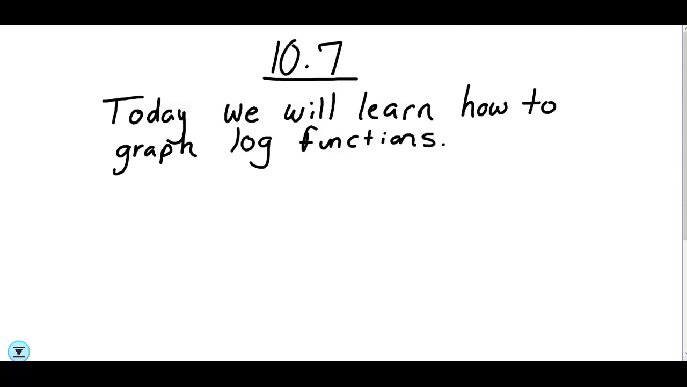So as you guys can see here, what we're doing today is we're going to be graphing log functions. So we've been dealing with logs, but you can actually graph logs. If you think of there being an x here and you set it equal to y, you get a bunch of coordinate pair points that go with that, and then you could plot those points and get a graph. And that's pretty much what we're going to be doing today.